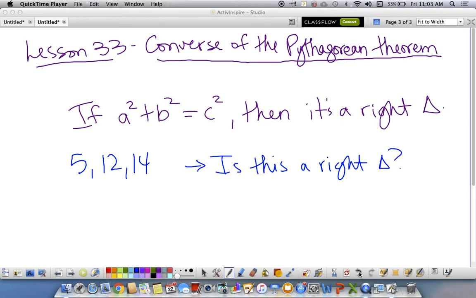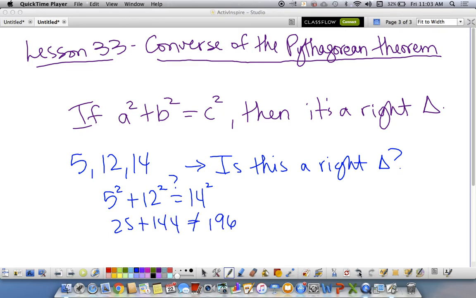So what are we going to do? We're going to pull out our calculators. And then we're going to do what? 5 squared plus 12 squared. Does that equal, I put a question mark above my equal sign usually, 14 squared? No. 25 plus 144 does not equal 196. Okay?